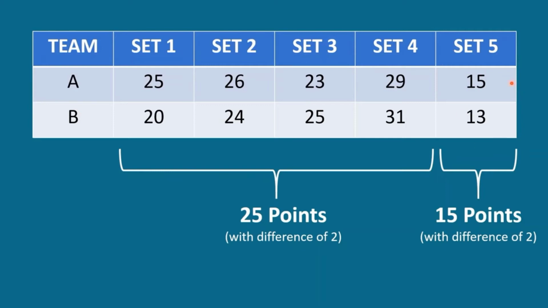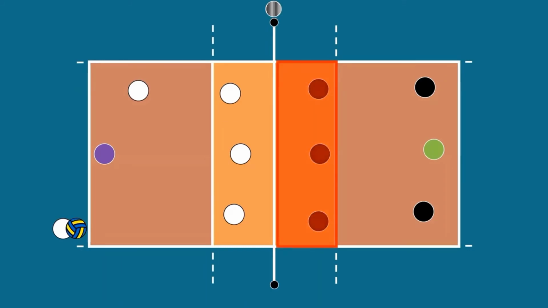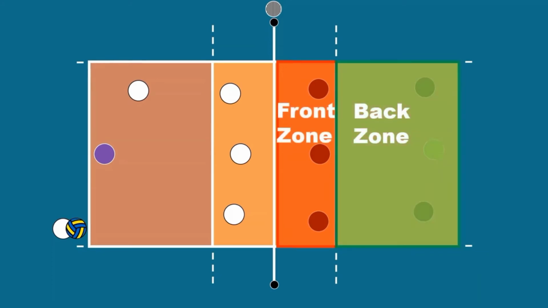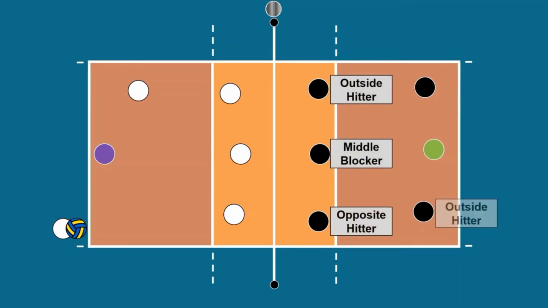So let's talk about volleyball positions. On the volleyball field, we'll talk about the black team here. This area is known as the front zone and the other area is known as the back zone. So mostly you would hear front zone, back zone. And then the positions: there's an outside hitter, blocker, and different positions. Let's talk about them in detail.